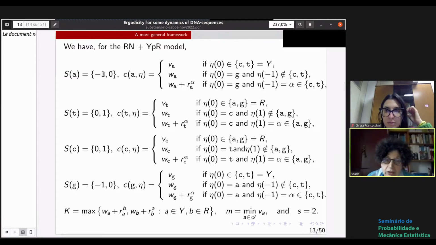And so here the dependence, the range is -1, 0, so we have a range 2. And all the other cases are the same. And so here you see that the maximal rate is the maximum of the WA plus R_{AB} for A in Y and B in R, that the minimum value is the minimum of the V's, and that S, the maximal range, is 2.